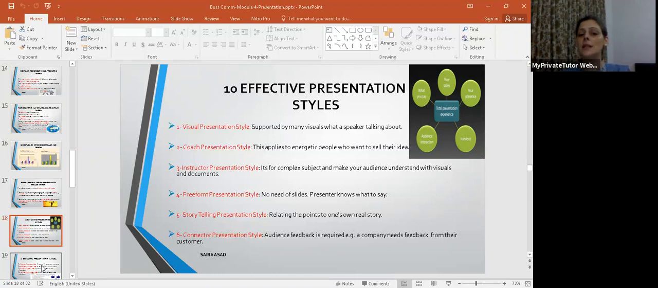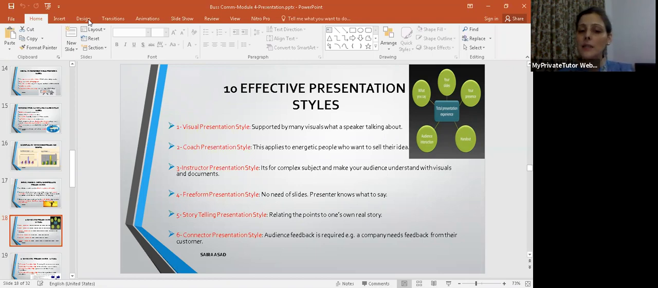Instructor presentation style: complex subject, make your audience understand with visuals and documents. Instructor means instructions, supported by the presentation, the visuals, and also the documents. Free-form presentation style is not supported by any sort of slides. The presenter knows what he wants to say without any slides.